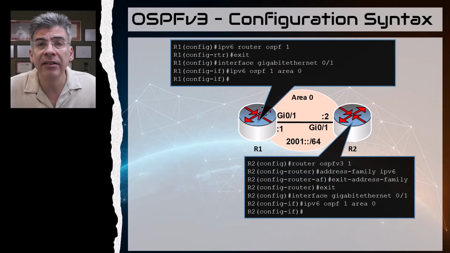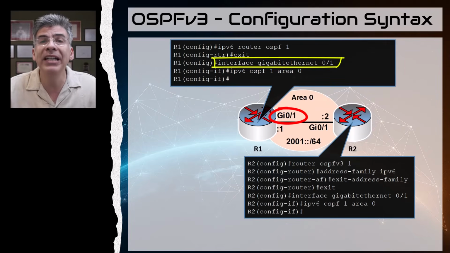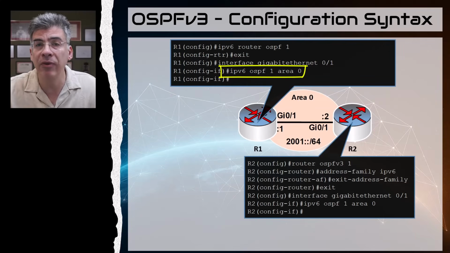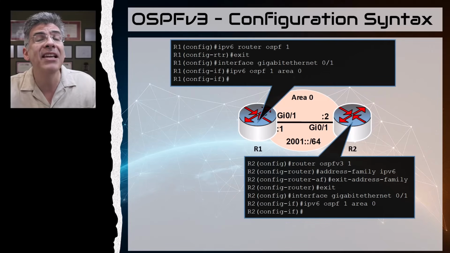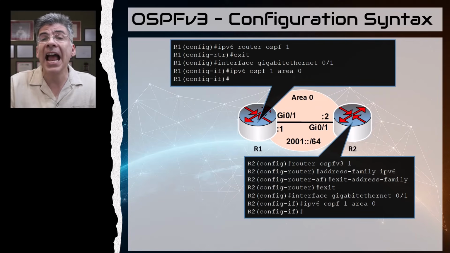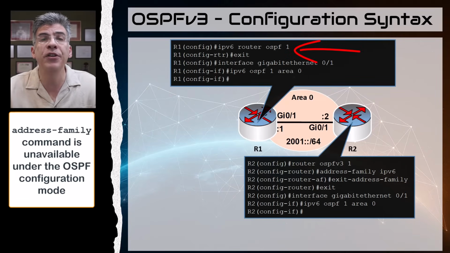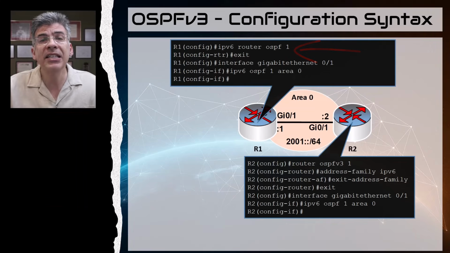Now, once that's done, then you can go to the interface in question and enable OSPF on that interface and put it in the area you want. You do that with the IPv6 OSPF command. Once that's done, OSPF version 3 is up and running using IPv6 only. If you do it this way, you can only run OSPF version 3 for IPv6. You can't employ other address families, namely IPv4, under the same process. And actually, the address family command is unavailable under the OSPF configuration mode in R1 when you implement it this way.